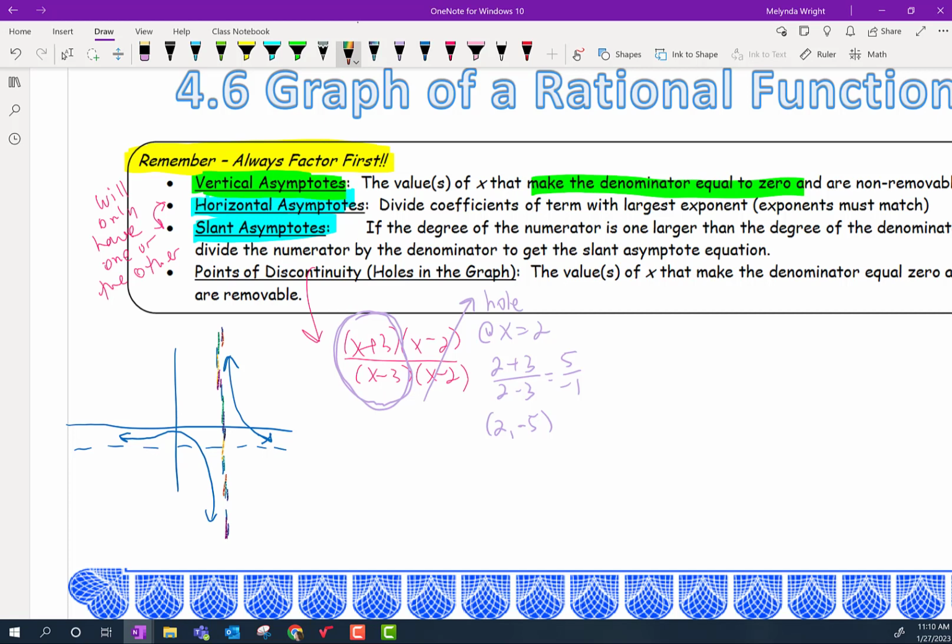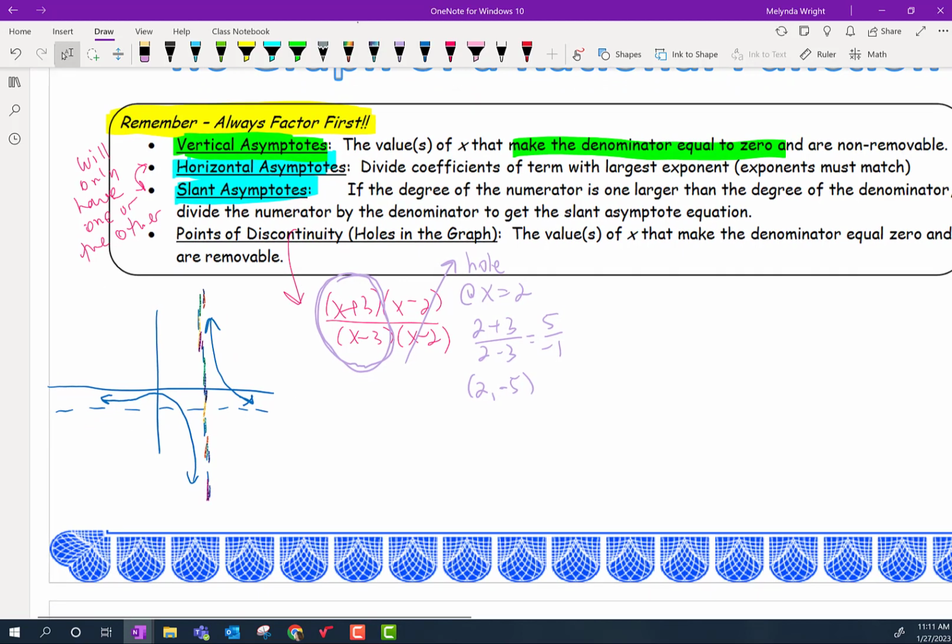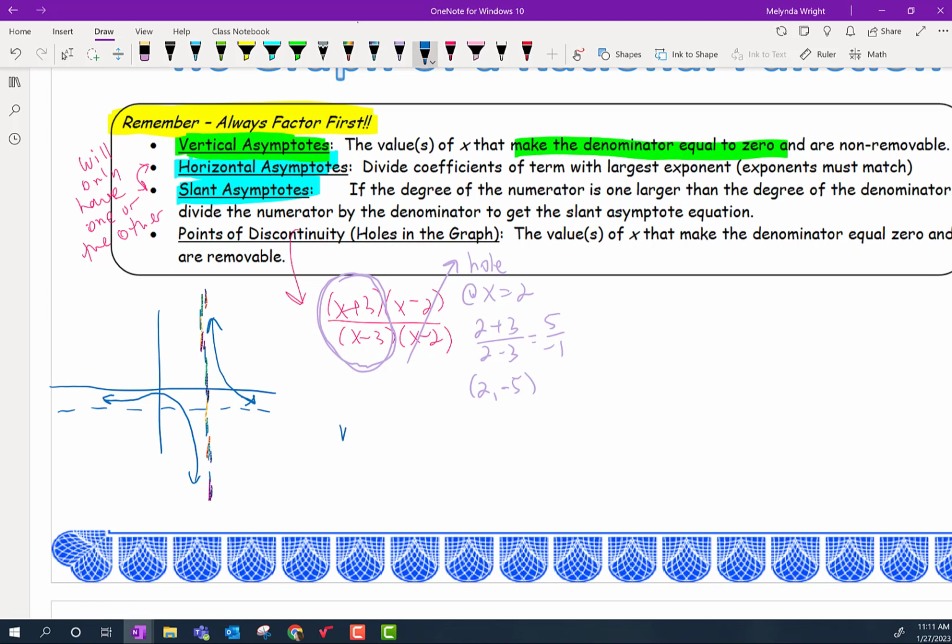There are really two ways to tell if that's going to happen. One would be to just do a t-chart and find a bunch of values to be able to figure out if it crosses. Another way, and you can do whichever way you want, is, I'm just going to put a note here.